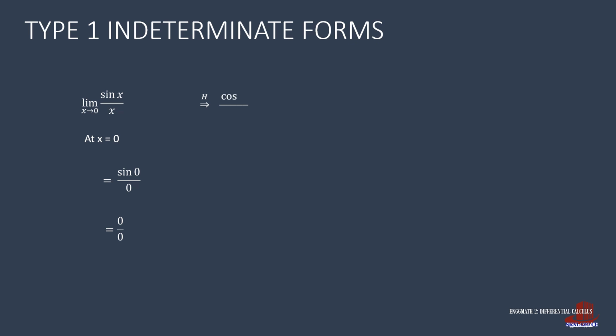So, the derivative of the numerator, sine of x, is cosine of x, and the derivative of x is 1. With x as 0, we get cosine of 0 all over 1, which is then simplified as 1 all over 1. So we can say that the limit of sine of x over x as x approaches 0 is 1.